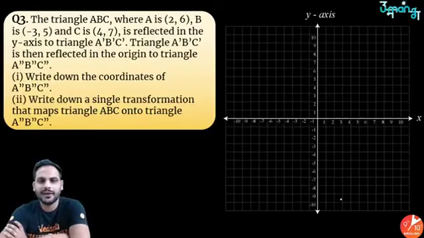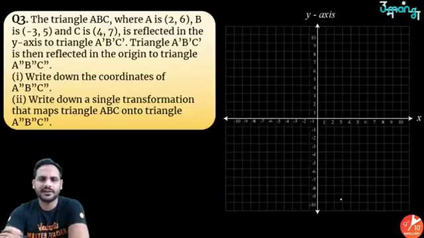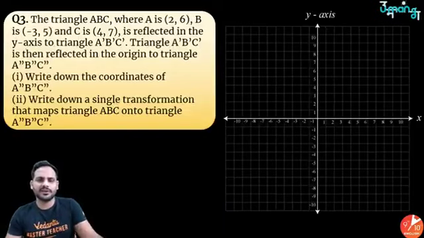So look at this question. Triangle ABC, where A is (2,6), B is (-3,-5) and C is (4,7), is reflected in the y-axis to triangle A'B'C'. Triangle A'B'C' is then reflected in the origin to triangle A''B''C''. Write down the coordinates of A'', B'', C''. So we don't need the coordinate axis, we can directly do it. First thing beta, we are doing the reflection under the y-axis.